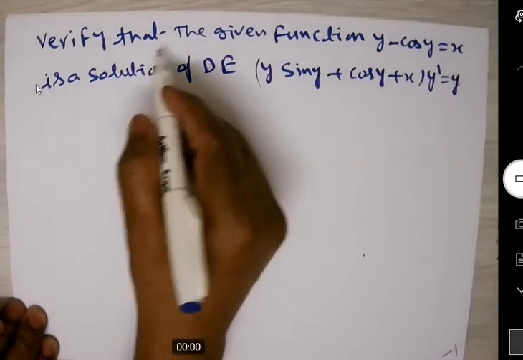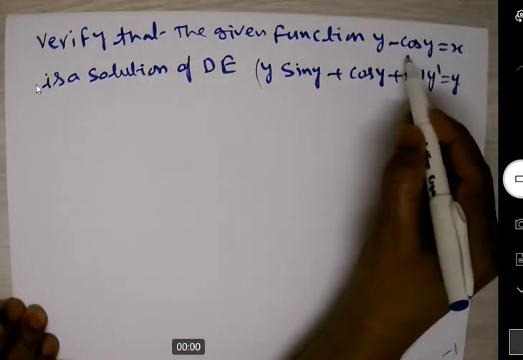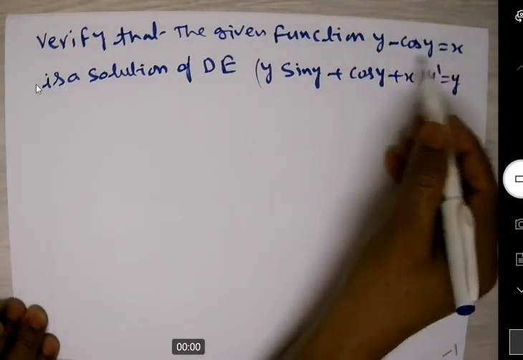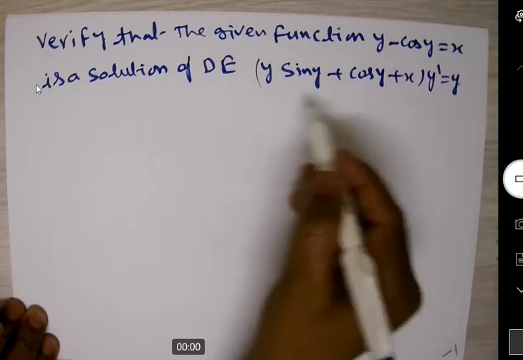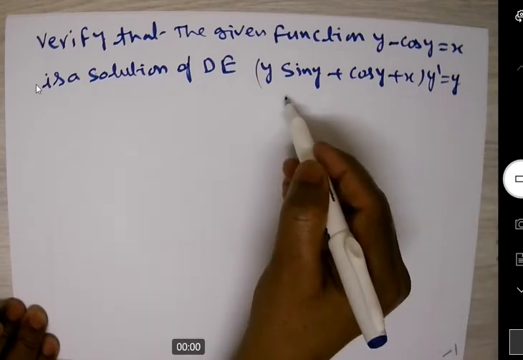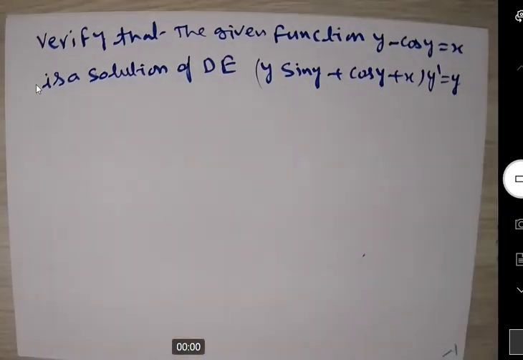What is the meaning of verification? A function is given. What you have to do is find the values from this given function and substitute them here. If the left hand side becomes equal to the right hand side, that means the function is verified for the given differential equation. Otherwise, it is not verified. So now I am going to check that.